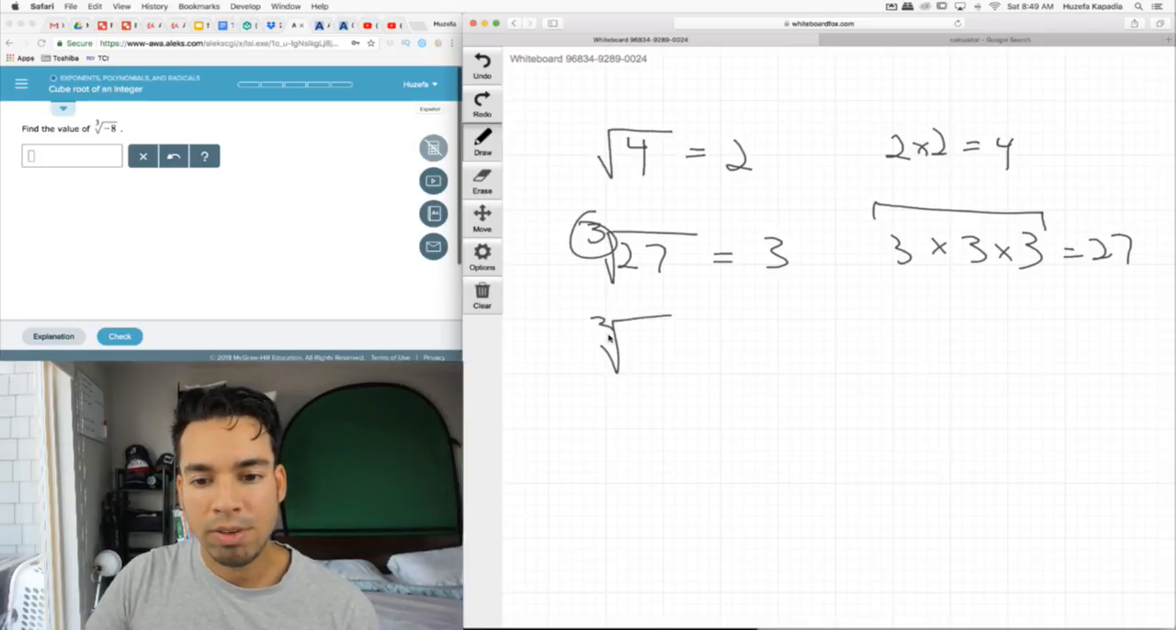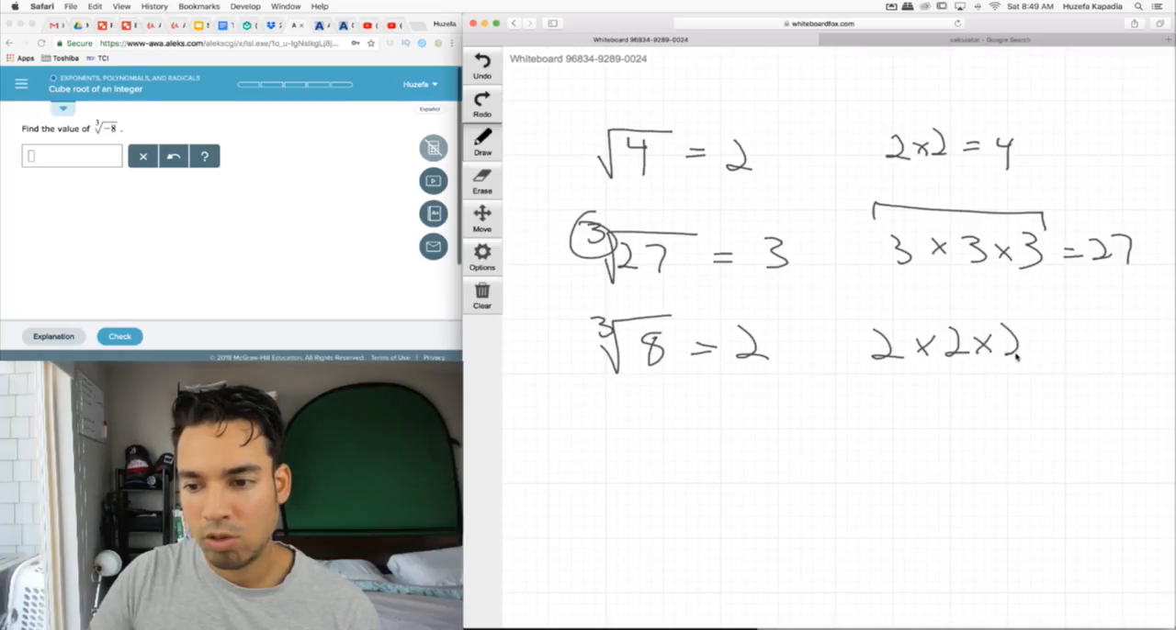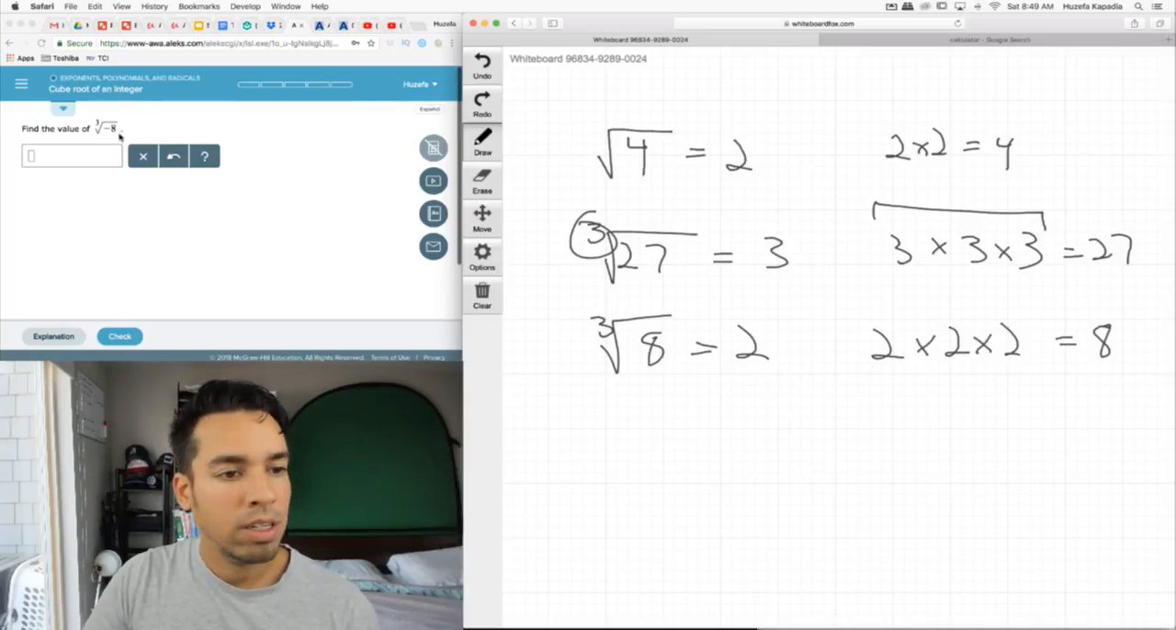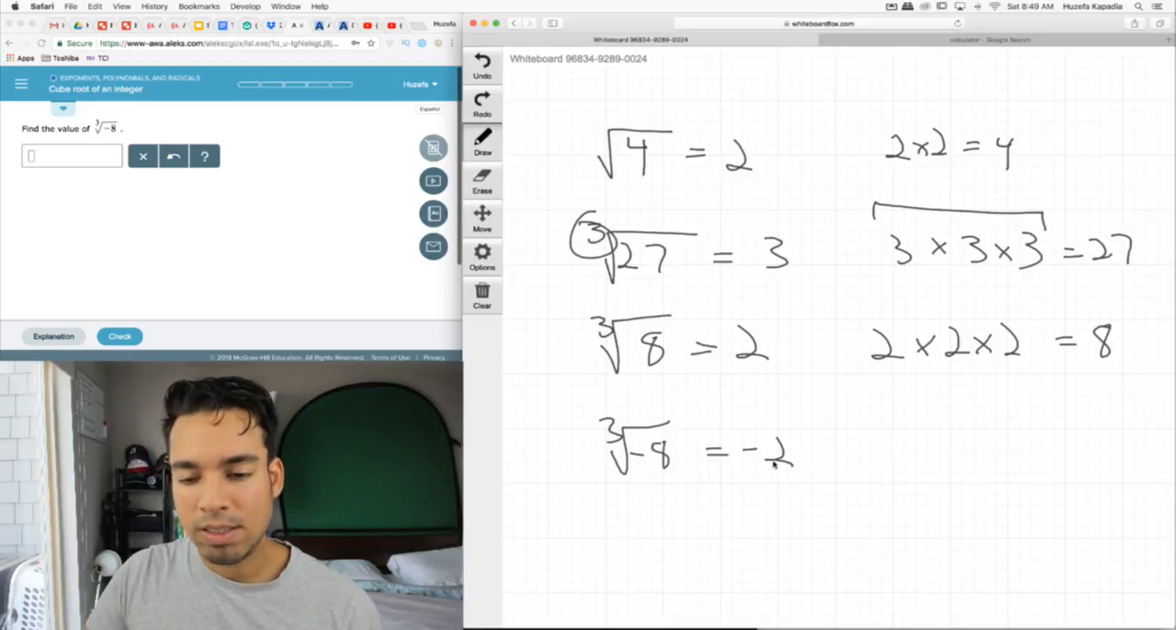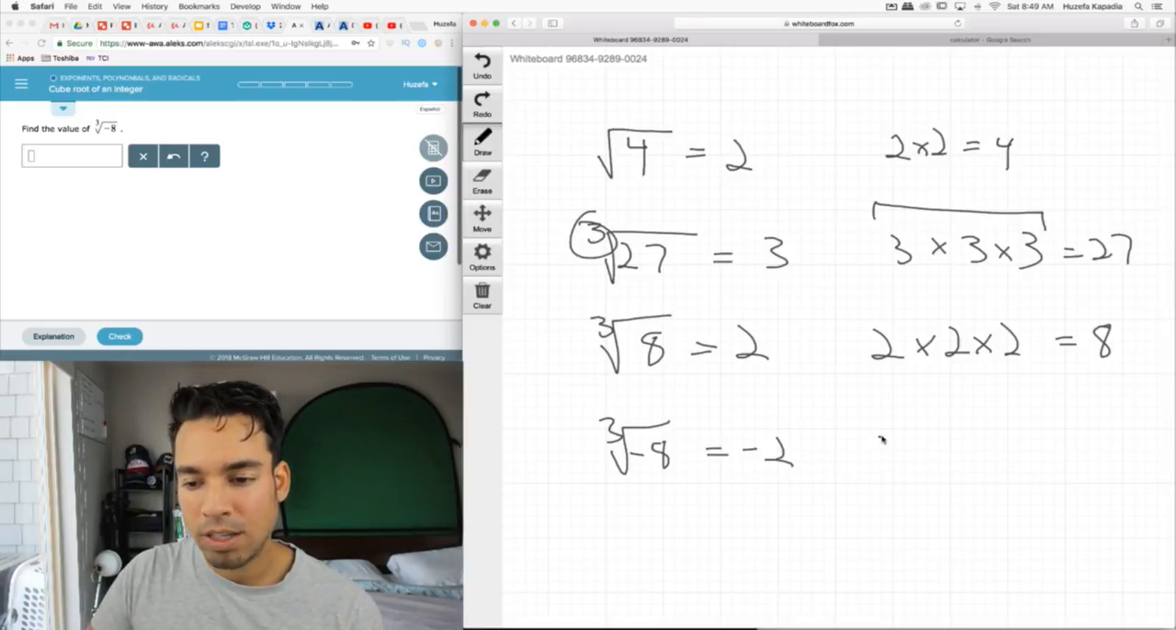The cube root of 8 equals 2, because 2 times 2 times 2 equals 8. But now they're saying the cube root of negative 8. The cube root of negative 8 is negative 2. This is the case because of the way negatives multiply each other.